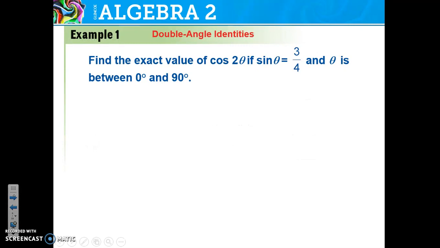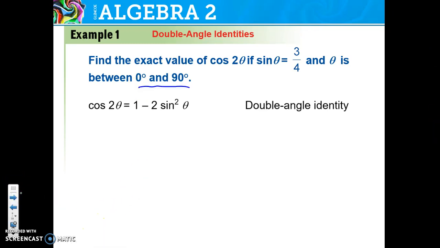Let's take a look at our first example here. We're going to find the exact value of the cosine of 2 theta if I know that the sine of theta is 3/4 and theta is in the first quadrant. So here we're doing things that we've done before, finding exact values in section 1. We're just going to do it with a double angle formula. So here is one of my double angle identities. Why did I choose this one? Because I know something about sine. That's going to help me solve for the cosine of 2 theta.